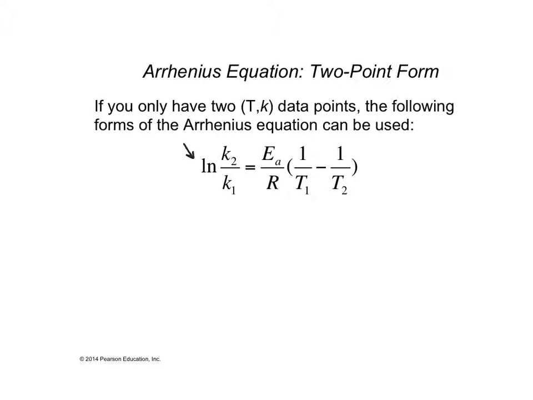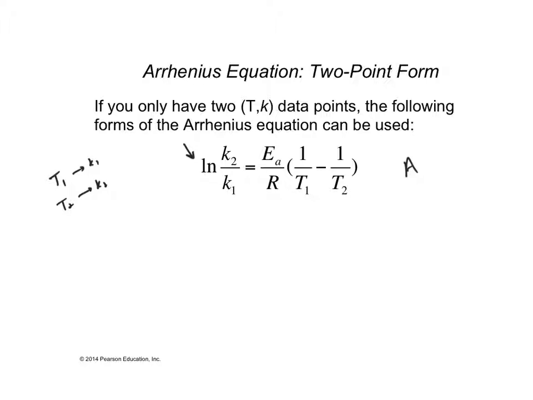Unfortunately, if we only have 2 data points, what can we not get? So we're going to have a T1 and a K1, and a T2 and a K2. So what can we solve for here? If we know the K's, we know the T's, we know the R, we can get the activation energy, but what can't we determine from the 2-point form of the equation? A, the frequency factor, okay? So if you want the frequency factor, you've got to get multiple data points. If you don't, and you just want the activation energy, all you need to do is have 2 rate constants at 2 separate temperatures, okay?